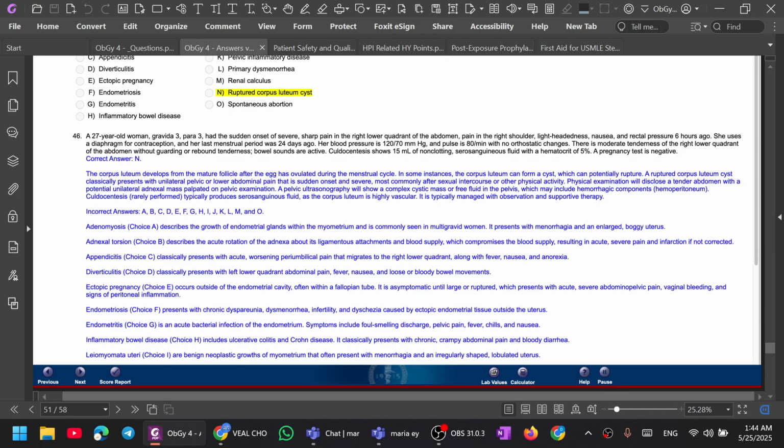Inflammatory bowel disease includes ulcerative colitis and Crohn disease. It classically presents with chronic crampy abdominal pain or bloody diarrhea. She doesn't have bloody diarrhea. What was the key here then? Corpus luteal cyst.